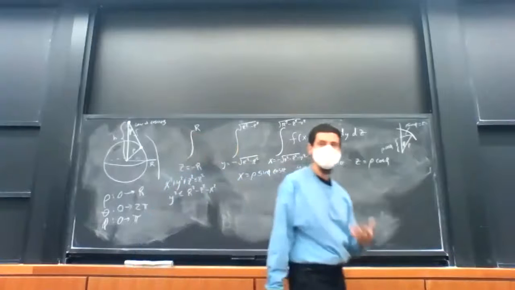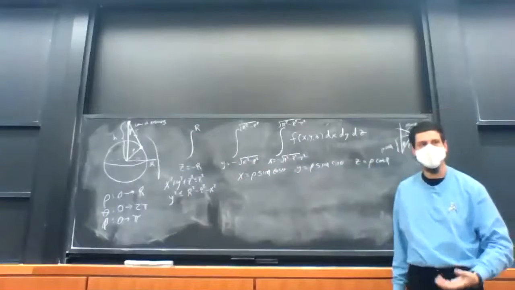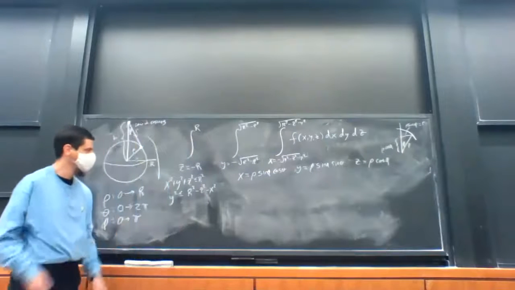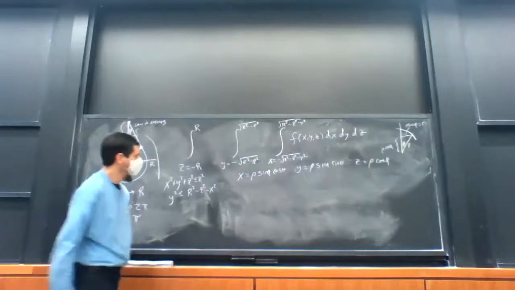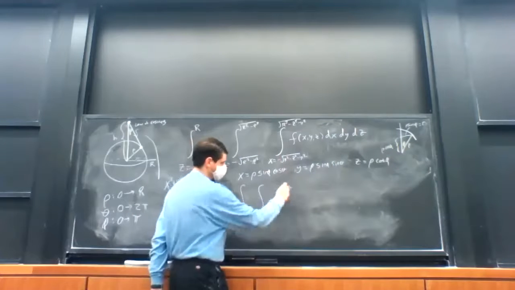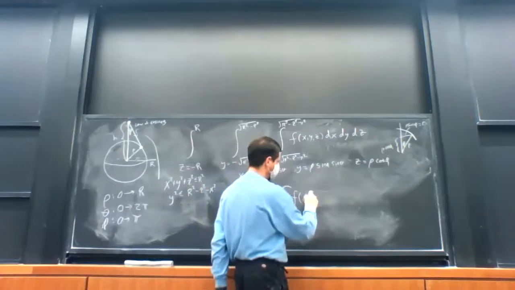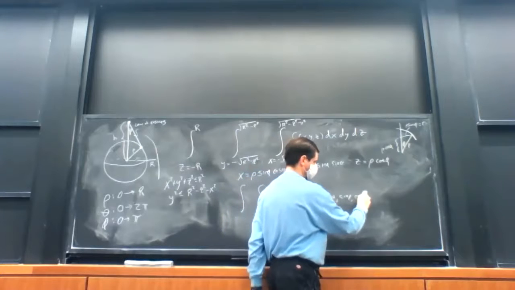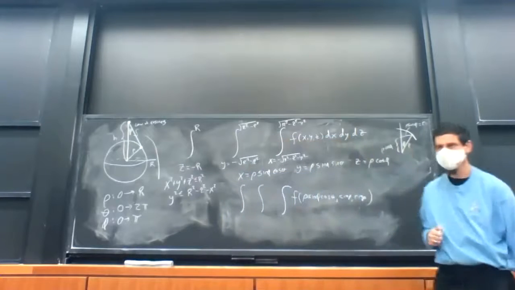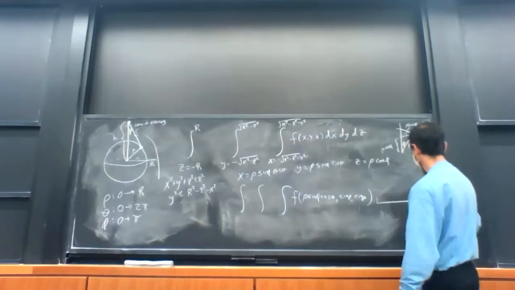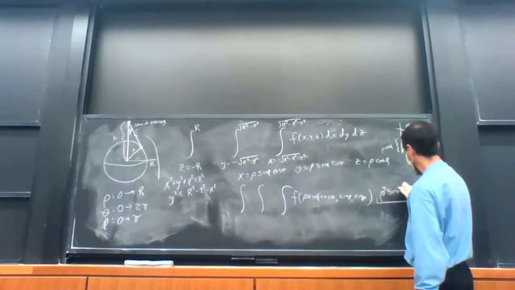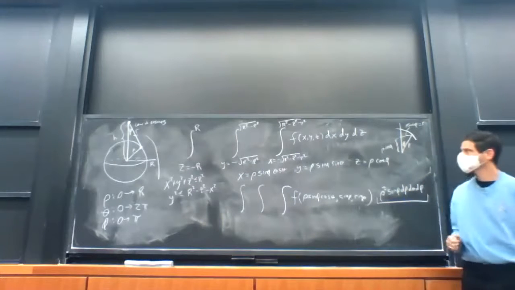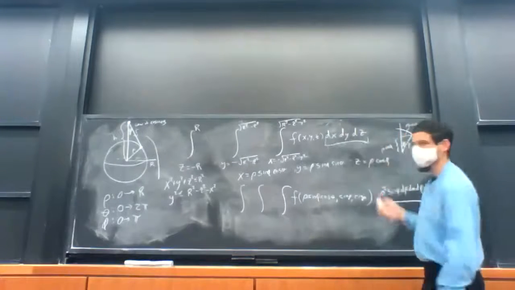Hopefully, your integrand only depends on x squared plus y squared plus z squared. If it only depends on x squared plus y squared plus z squared, in spherical coordinates, what is x squared plus y squared plus z squared? Rho squared. And so now in spherical, I would have f of rho squared. Then I have my volume element, rho squared sine phi d rho d theta d phi. And that's how dx dy dz transforms.